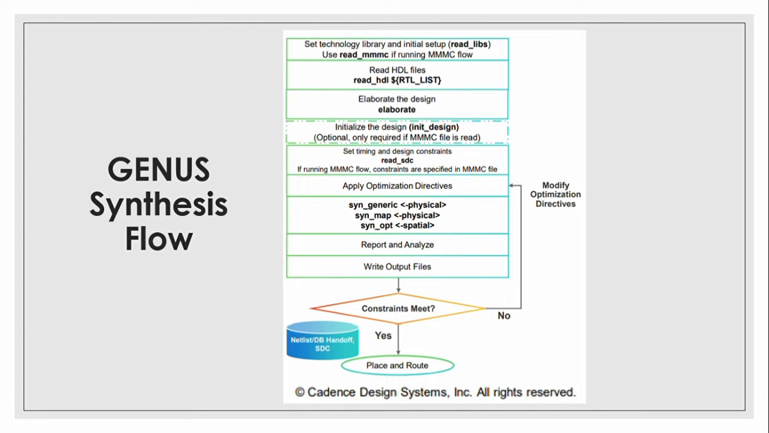If yes, then we hand over the netlist and the database along with the SDC to the PNR team, the physical design team, to perform place and route. If the constraints are not met, then again we have to modify the optimization directives. Maybe sometimes we have to relax a few constraints, or we have to add some more constraints in the SDC file. So that is how this flow basically works.